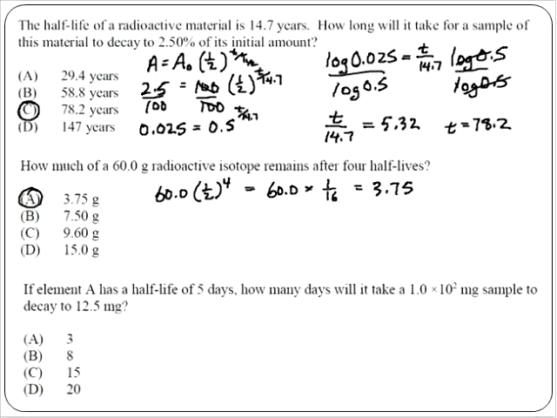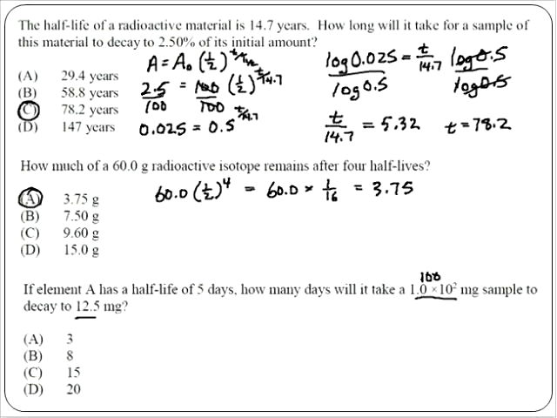Then the next one, how many days will it take for this sample to decay to this? So in other words, we start with 100 and we get down to 12.5. That's actually 3 half-lives exactly. Now you can work it out using logs if you want, but if you take 100 and keep dividing by 2, see if you get to 12.5.